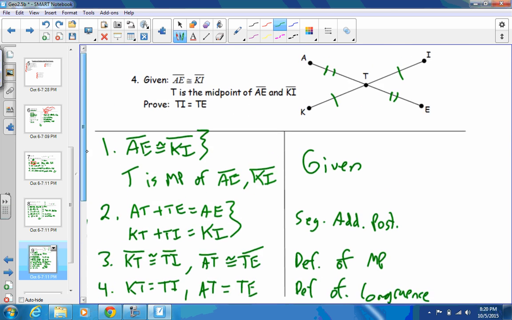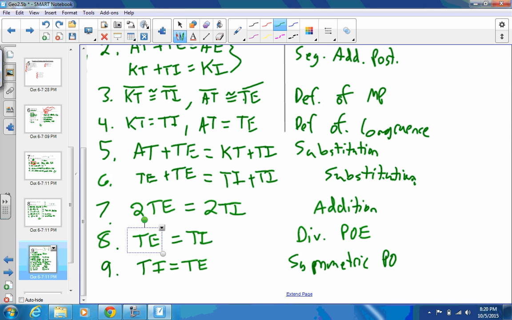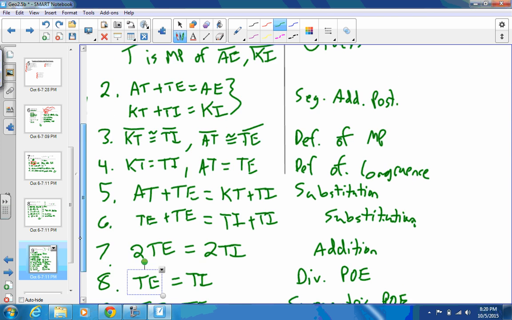TE is equal to TI. Uh-oh, we need to get to TI equals TE. So one more step. Flip them around. TI equals TE. That would be the symmetric property of equality. Now we get the smiley face because we got to what we needed to conclude.